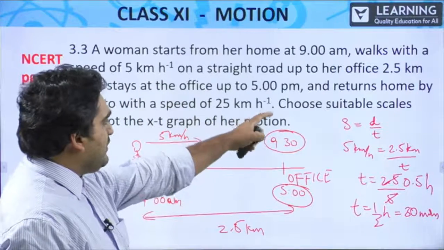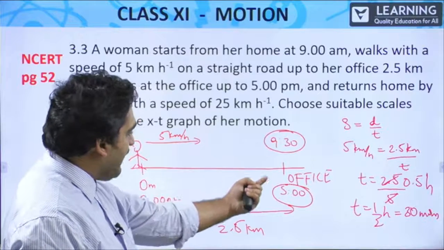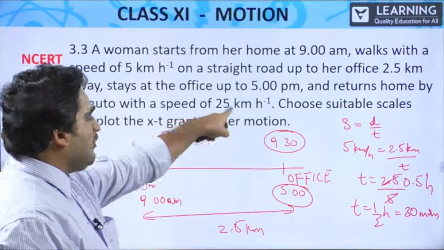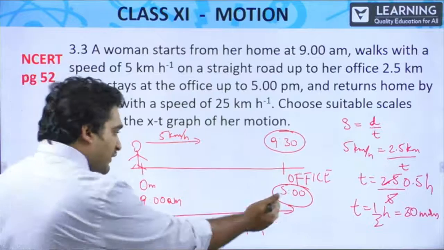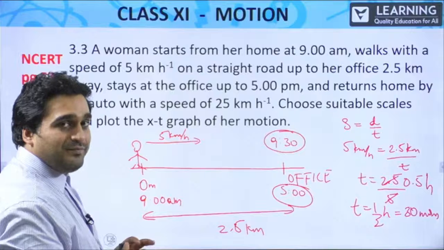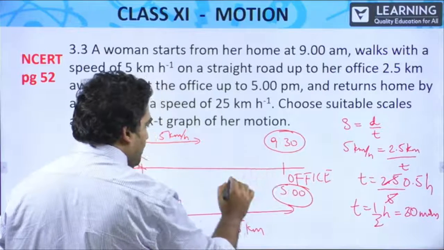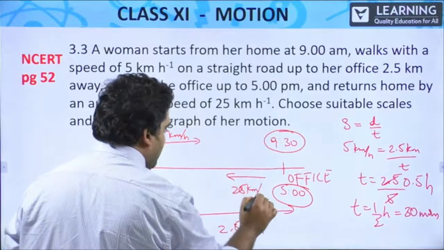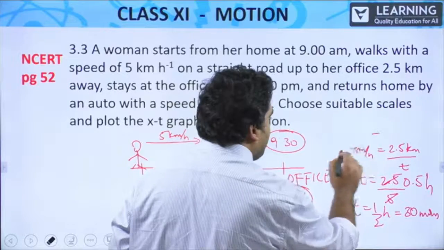Then what is she doing? She returns home at 5 by auto, and the auto is traveling at a speed of 25 km per hour. So from 5 o'clock when she returns home, what time will she reach home? She is traveling from office to home at a speed of 25 km per hour. So what time will she reach home?